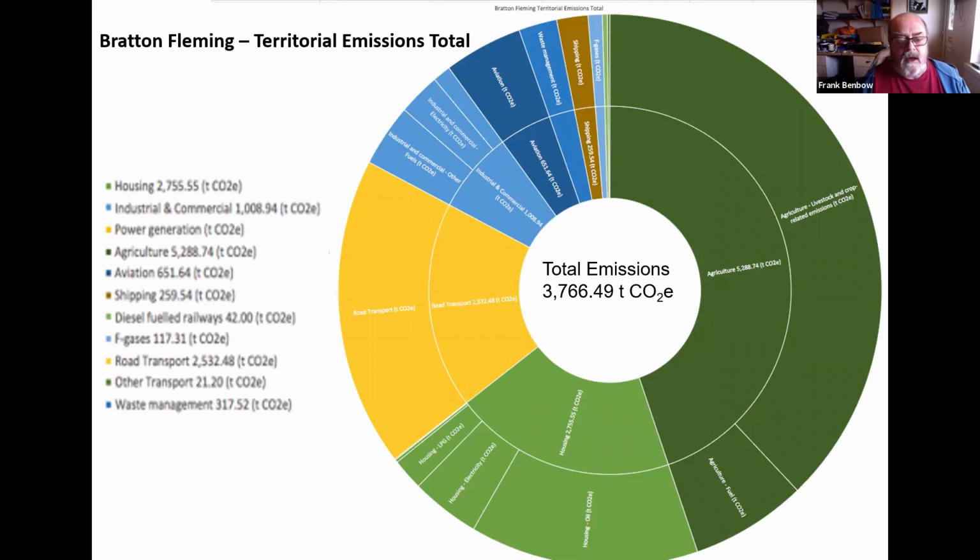Right, I've graphed up the territorial emissions for Bratton Fleming. And as you can see, agriculture makes up a significant proportion of our emissions. Housing is a fair chunk. So we've got power generation, transport. So as I say, from the point of view of actually recognizing the sector contributions to our emissions, we can focus in on those and we can engage with those sectors to say, how are we going to reduce our emissions? Right, the next slide, please, Harry.